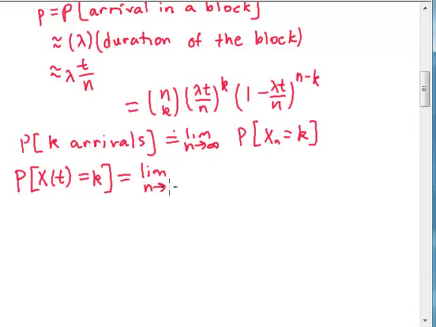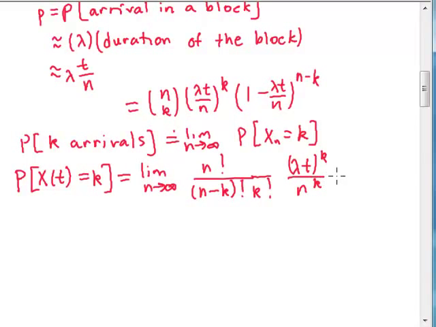Limit as n goes to infinity, and n choose k, I've got n factorial divided by k factorial and n minus k factorial. I'm going to write it like this. And then the second term is lambda t to the k power divided by n to the k, and then 1 minus lambda t over n to the n minus k.